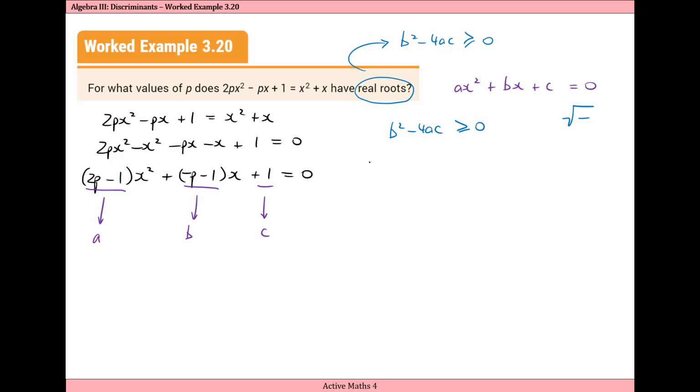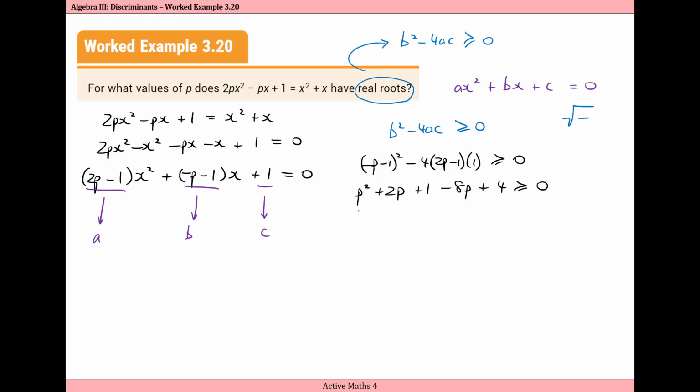So subbing in b, we have minus p minus 1 all squared, minus 4 on subbing in a, we have 2p minus 1, times c, we have 1, and we want this to be greater than or equal to 0. Squaring a bracket, we square the first, so minus p squared is p squared. We square the last, so minus 1 squared is plus 1, and then twice the product, so minus p times minus 1 is plus p, and then times 2 is plus 2p. And then minus 4 by 2p by 1 is minus 8p, and minus 4 by minus 1 by 1 is plus 4. And again, we want this to be greater than or equal to 0.